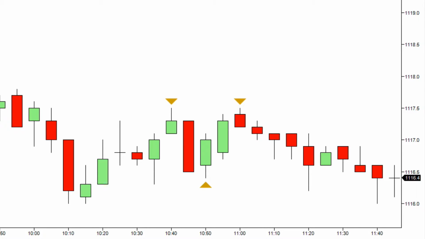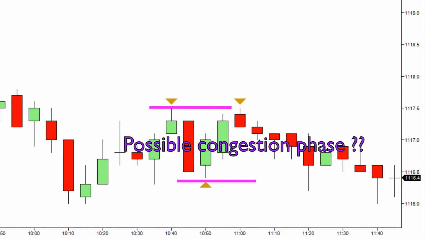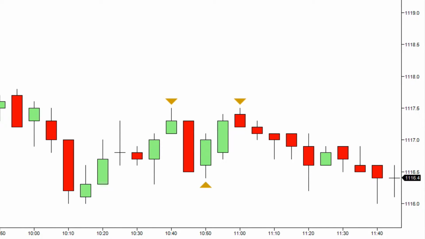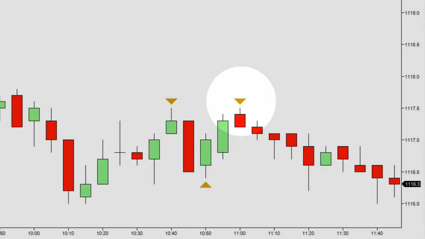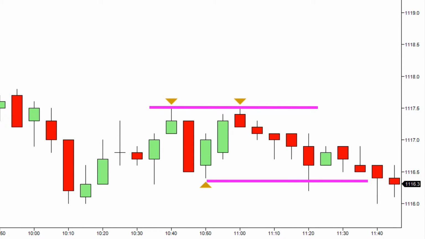So we're now starting to think that perhaps we are moving into a congestion phase in this price region between $1,116 per ounce to the downside and $1,117.50 per ounce to the upside. So we get the pivot low delivered. So we're now wondering if we're moving into a congestion phase, and we are waiting for a further pivot to confirm. And 2 candles later, that's what arrives. The pivot high arrives pretty much in line with the first one. So we can now be fairly confident that we are developing a congestion phase of price action, a pause point.